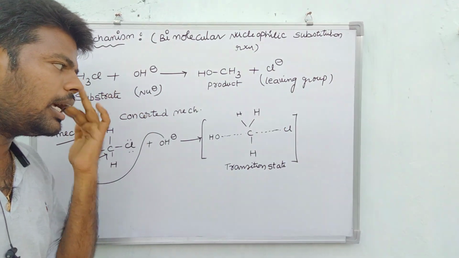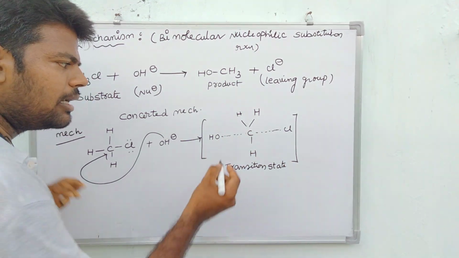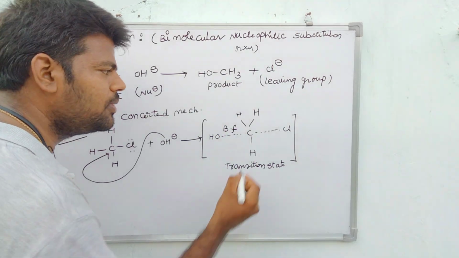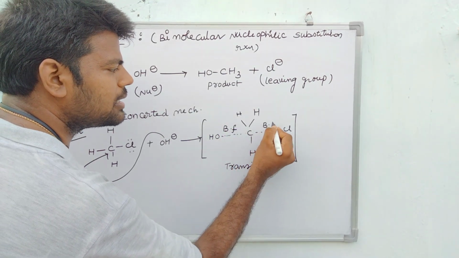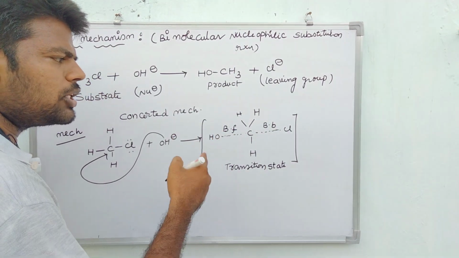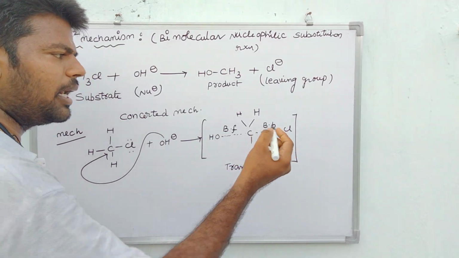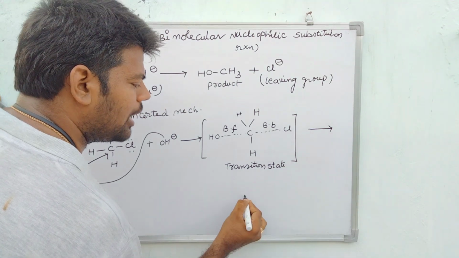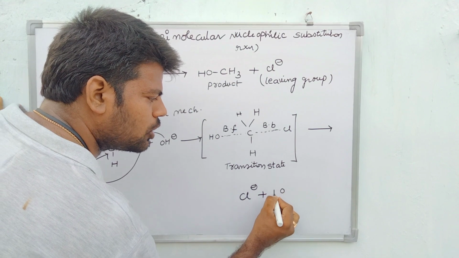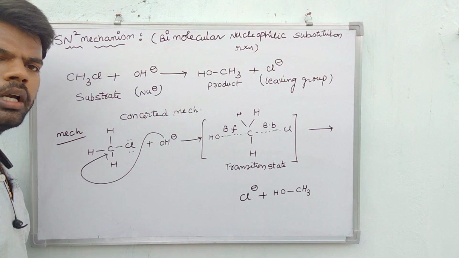Friends, observe here, this represents a dashed line. This is also a dashed line, and this dashed line represents bond formation with the carbon atom, and this other dashed line represents what? Bond breaking. Slowly the OH group attacks the carbon, and slowly the chlorine atom's bond breaks. After some time, what will happen? Chlorine moves outside in the form of Cl minus. Automatically the OH group has attacked the CH3. Is it right or wrong?